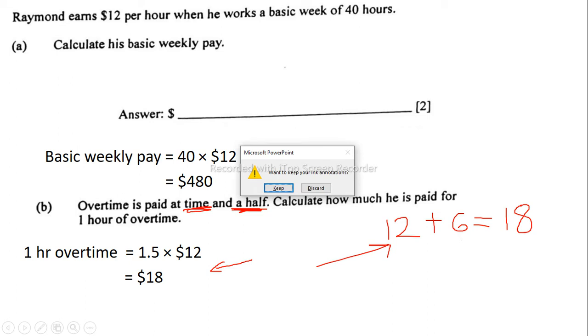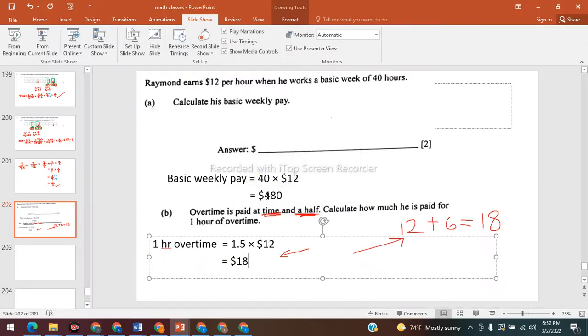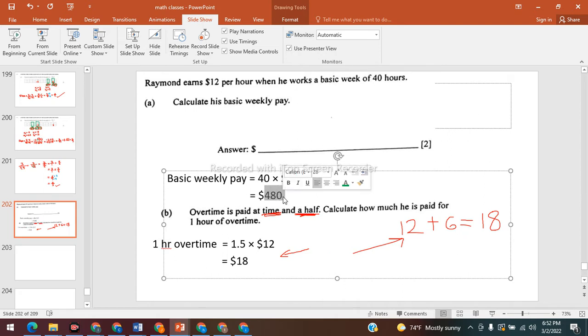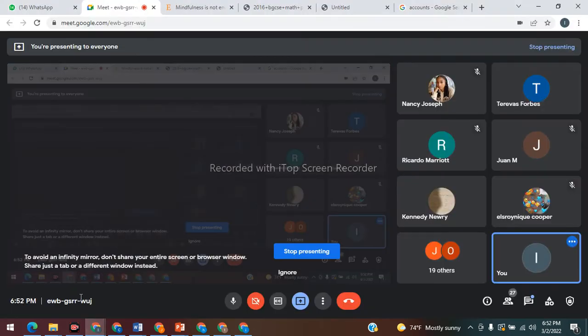Okay, so we know that. So far, what do we know? We know that in a week he gets paid $480, and we know that for 1 hour of overtime he gets paid $18. Okay. All right. So let's move on to the other part.